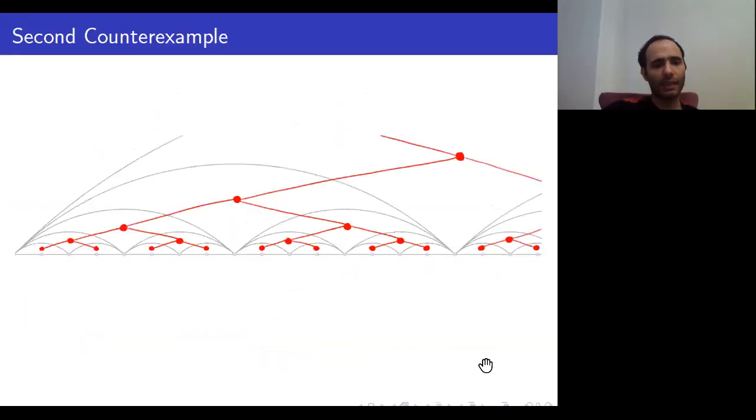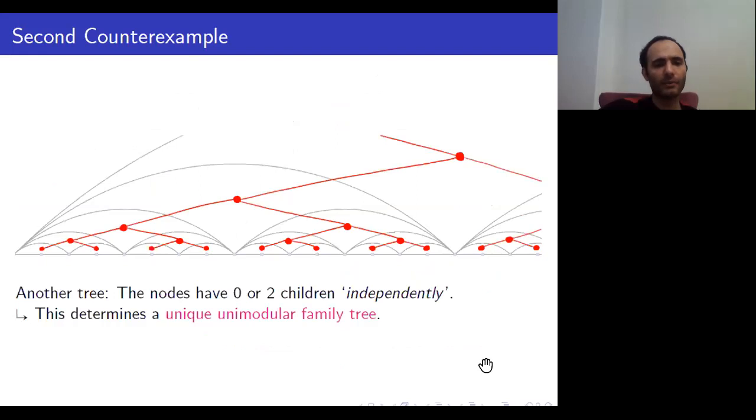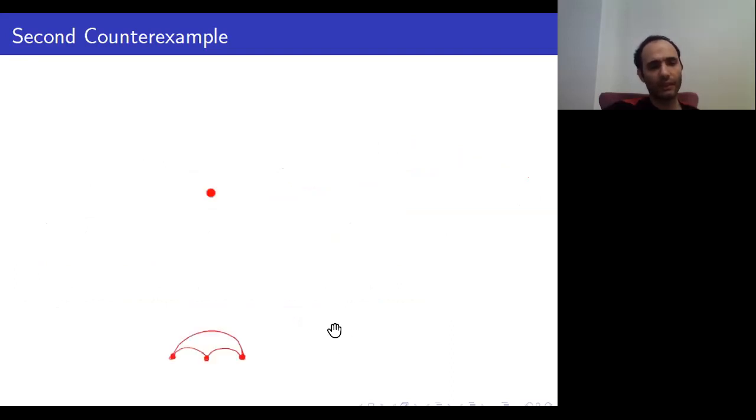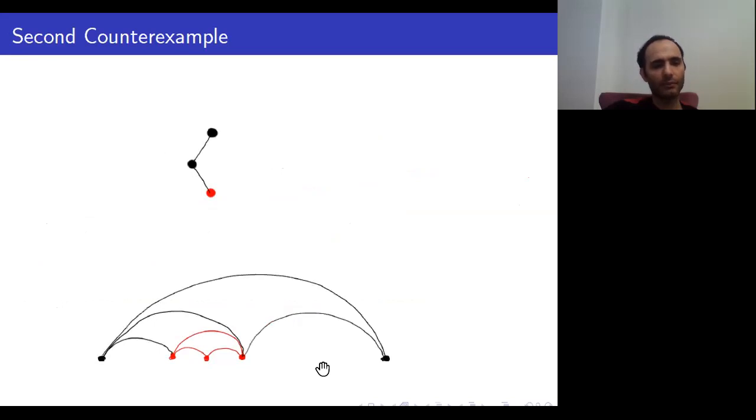Here is the second example. Modify the previous example such that each triangle has either 0 or 2 children independently. In our previous work, we have shown that this determines a unique unimodular family tree. Note that the family trees are directed here. And here is the construction. Start from a root triangle and choose one of the two possible parents randomly. And for that, choose one of the two possible parents randomly and continue so on. You define the ancestral line.